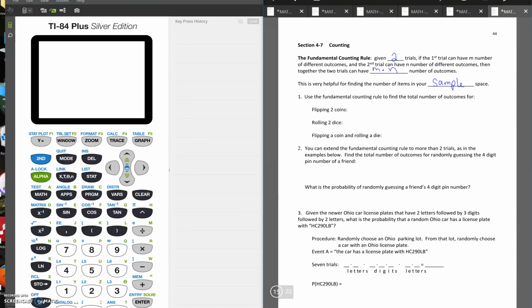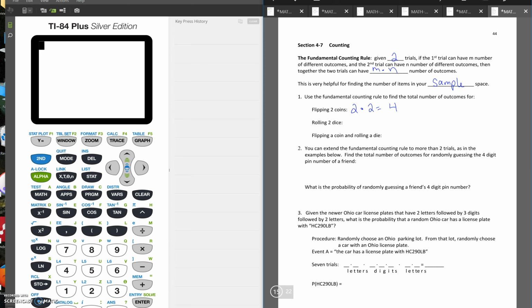It says use the fundamental counting rule to find the total number of outcomes for flipping two coins. Well, when you flip the first coin, there are two possibilities, heads or tails. And when you flip the second coin, again, there are two possibilities, heads or tails. So there would be a total of four possibilities for flipping two coins.